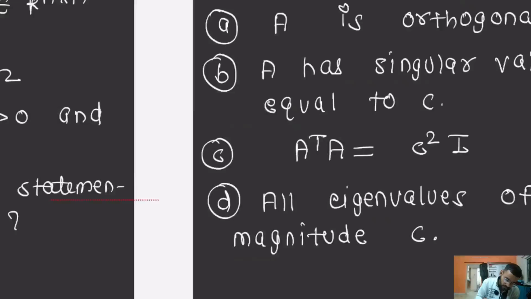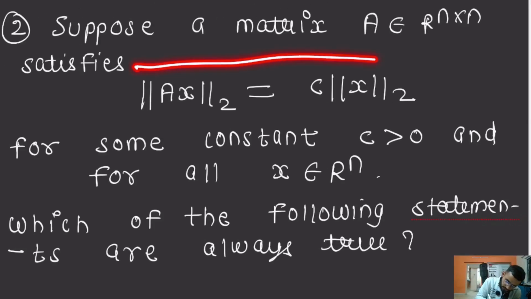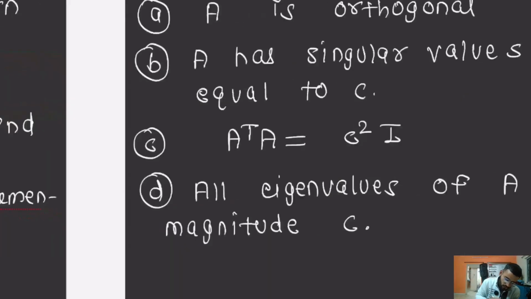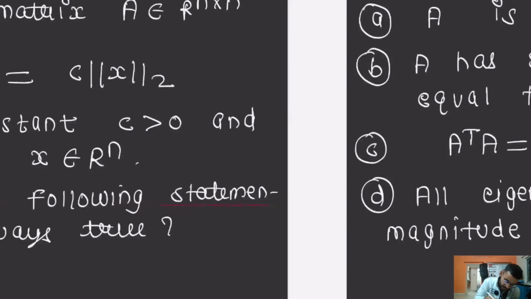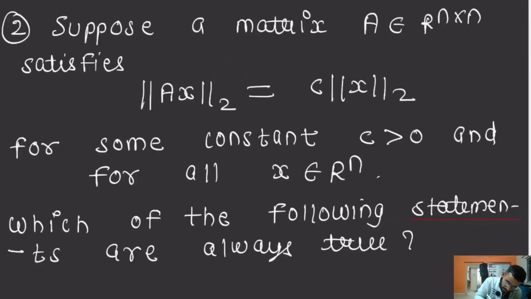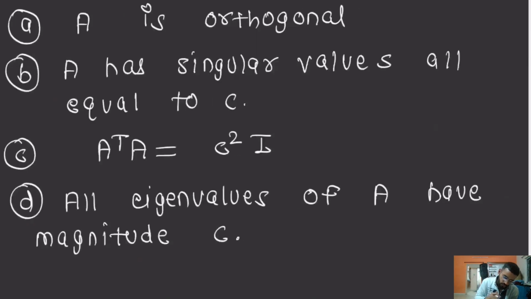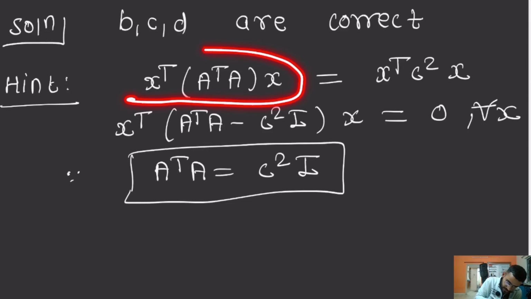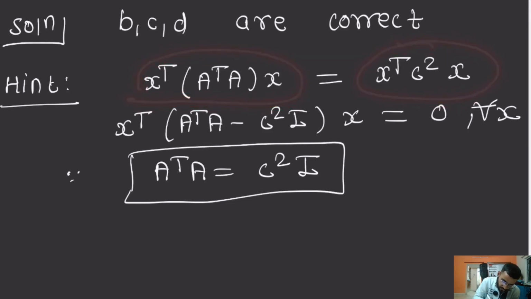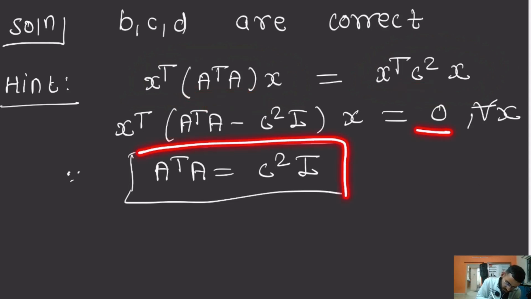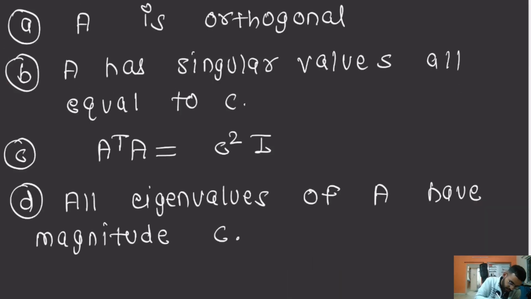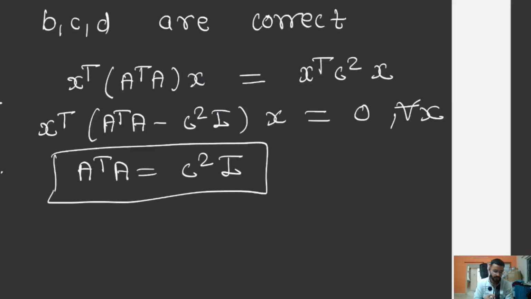So how do we proceed with that question? We have this term. If we take the square of both sides, the norm of Ax squared can be written as C squared times the norm of x squared. If we open this term, the left side becomes x transpose A transpose A x and the right side becomes C squared x transpose x. If we compare both sides, we get A transpose A minus C squared I equal to 0. Then A transpose A is equal to C squared I. If we solve this, we get that options B, C and D are correct. Thank you.